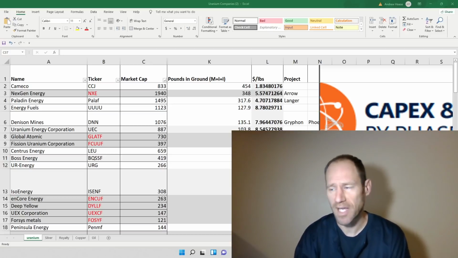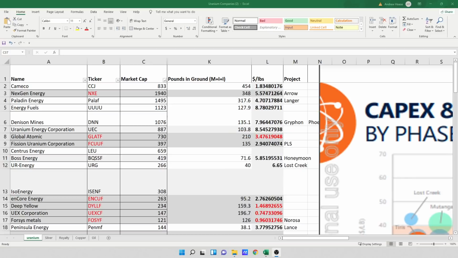But these are the companies that are out there. This is the name of the company, the ticker symbol, the market cap, the pounds in the ground, and your dollars per pound. These are the pounds that I have in the ground. And I'm going to give you my opinion. Again, guys, please do your own due diligence.